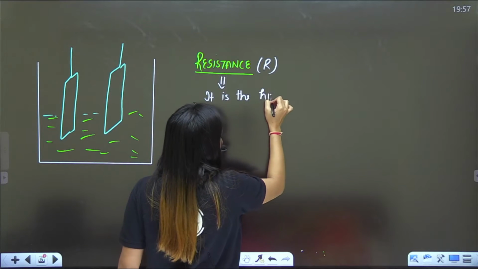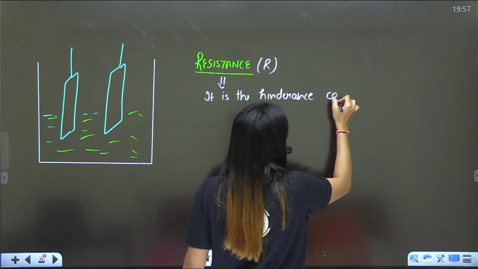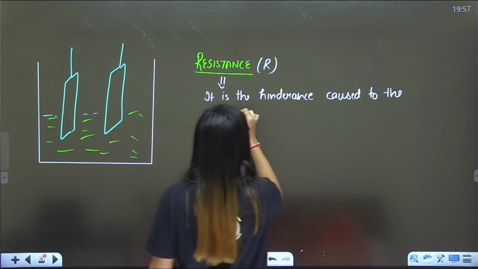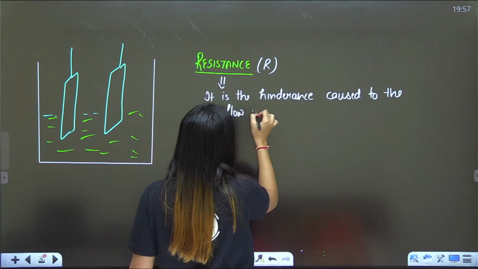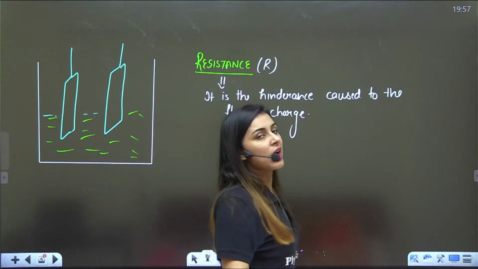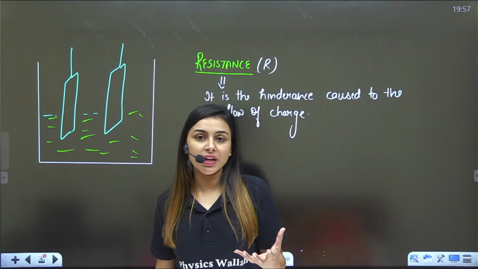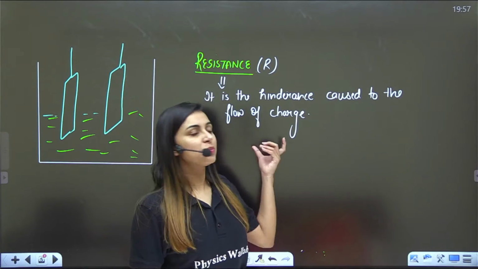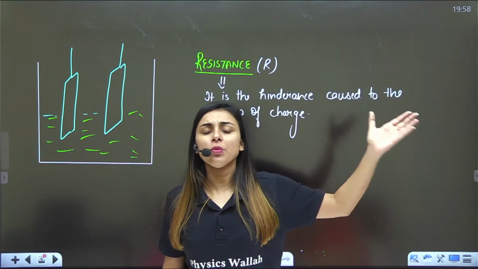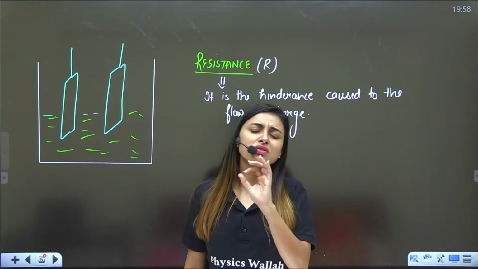hindrance caused to the flow of charge. Okay, this is the hindrance caused to the flow of charge. I hope this is clear with you. Perfect. Now, my dear students, what I want to tell you is you just need to know this particular formula which you already have studied in physics, and all the other formulas will be derived only on this basis. Okay, so it is very easy. It is very, very easy.